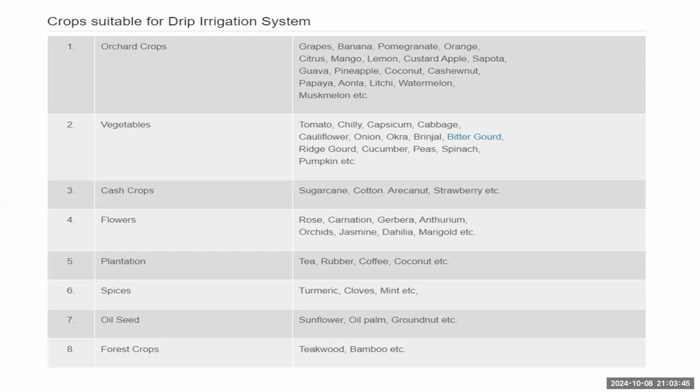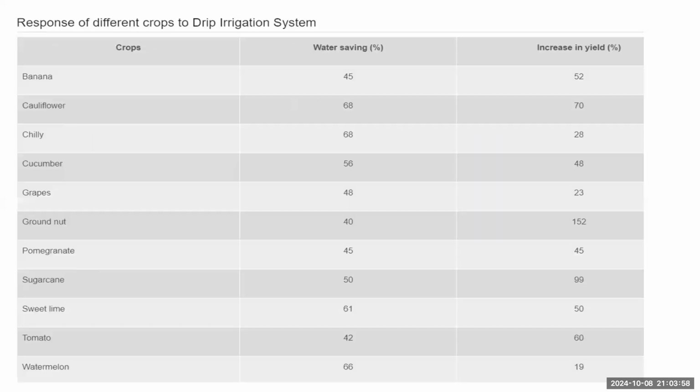So drip irrigation system, which was invented in Israel first, is now widely used all over the world. It is suitable for most of the crops in India. And see, this table shows how much water saving is there for a particular crop and how much increase in yield is possible by implementing drip irrigation system.